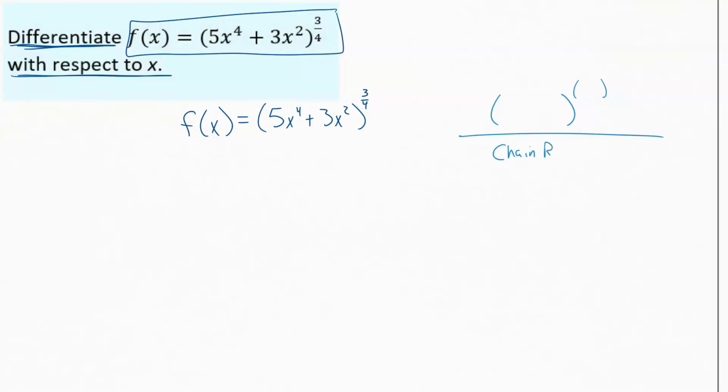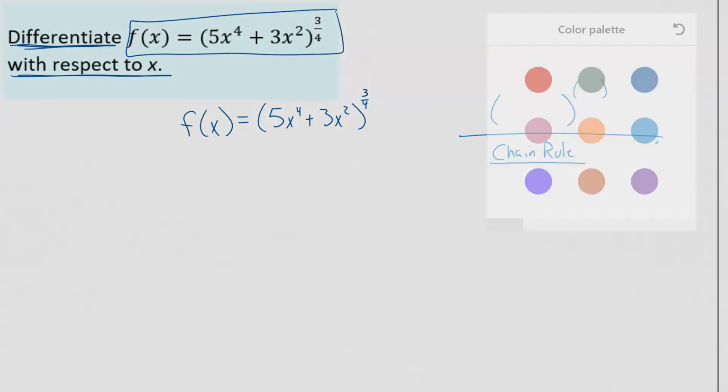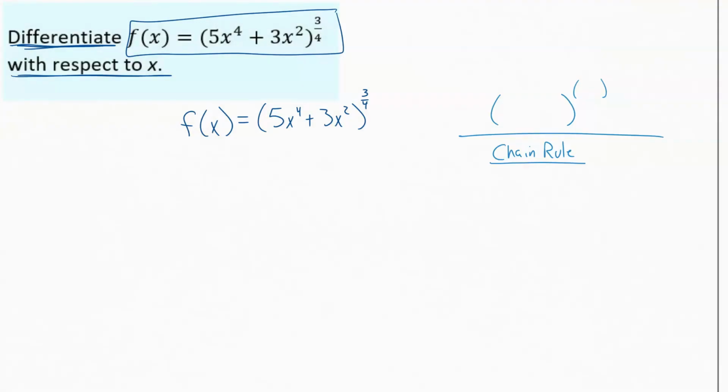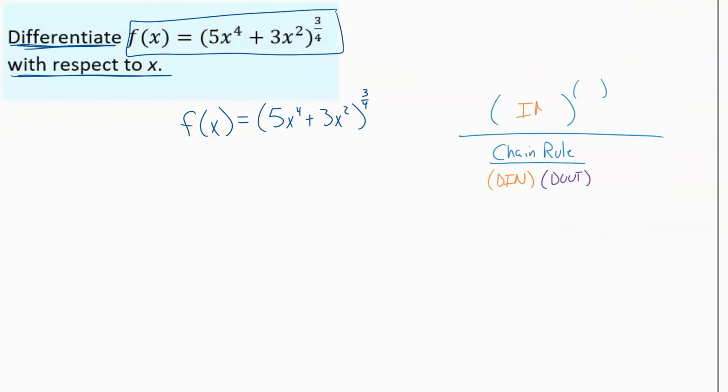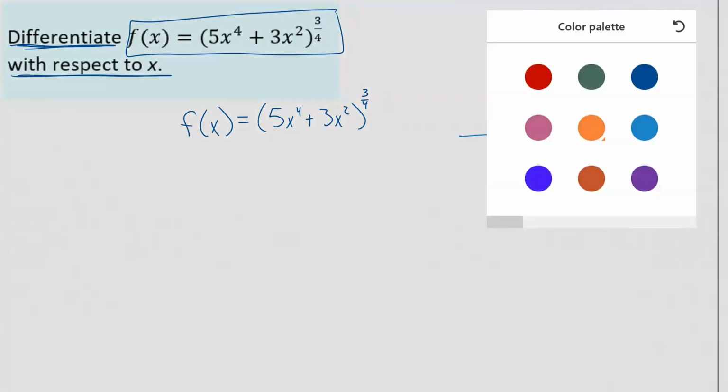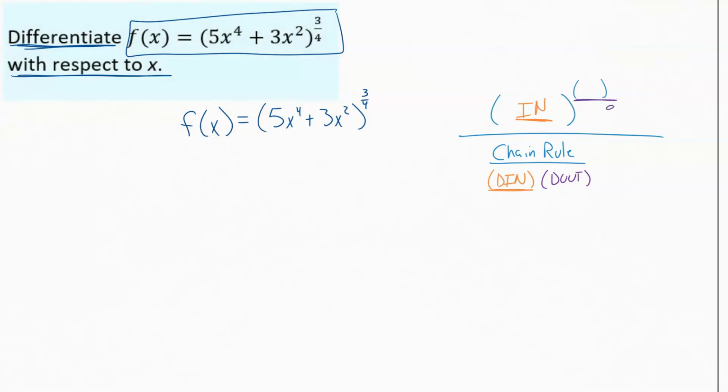Whenever you have something inside a set of parentheses raised to a power, you're going to be following the chain rule. And my little saying for the chain rule goes d in times d out. The derivative of whatever is inside those parentheses, that's what I mean by the in piece, the derivative of the inside, times the derivative of sort of whatever is going on the outside here.